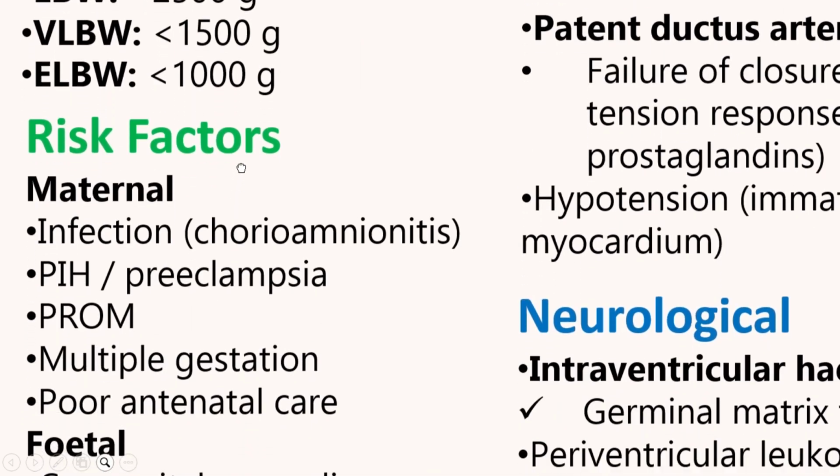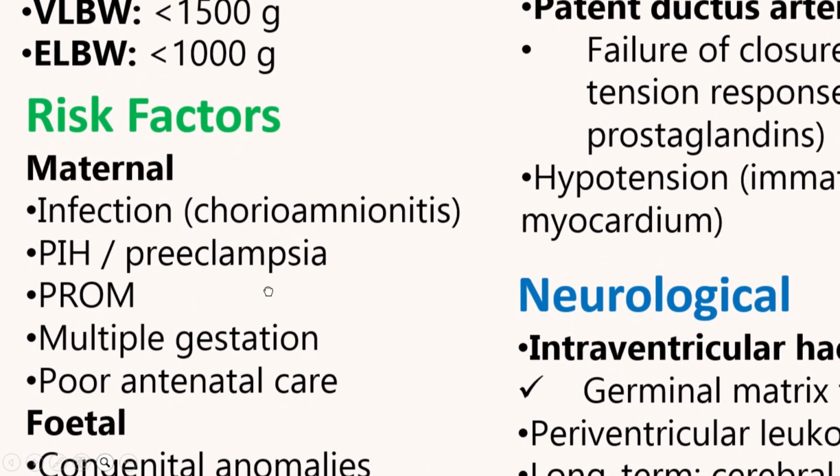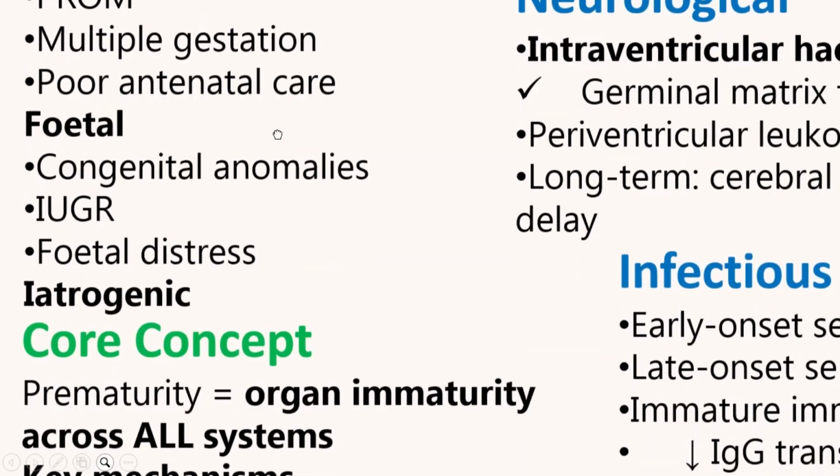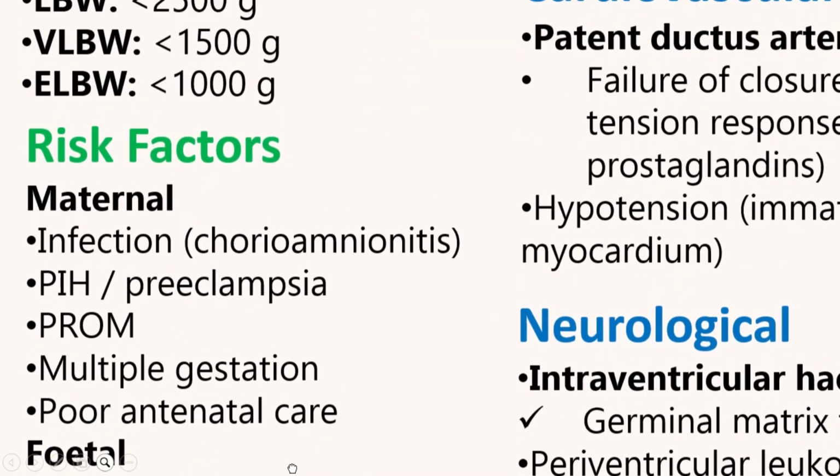When you look at the risk factors, we have the maternal risk factors, the fetal risk factors, and then we have the iatrogenic causes of prematurity or preterm birth. The maternal causes are going to be most of the time infection. Whenever a mother has infection, there's no way that pregnancy is going to remain. We are going to expedite their delivery. We are going to make sure they deliver very fast.